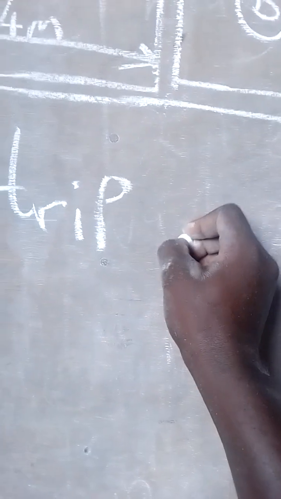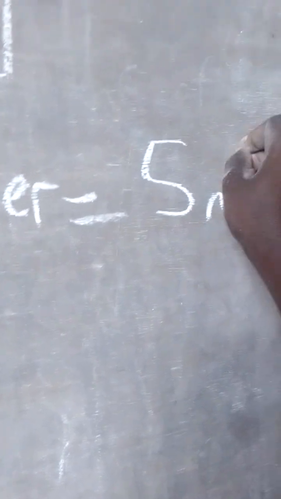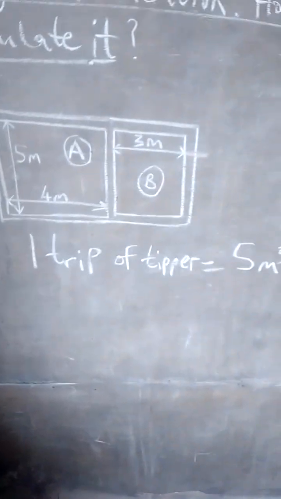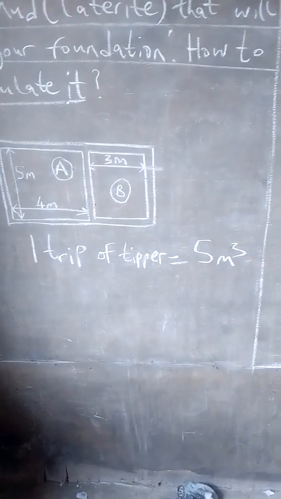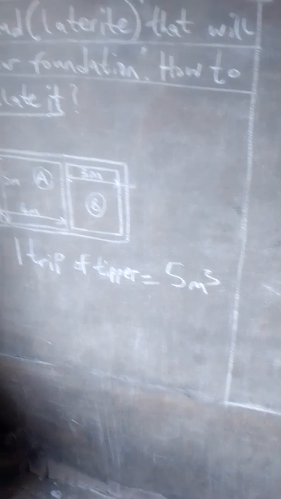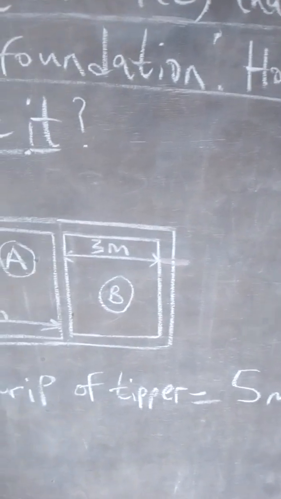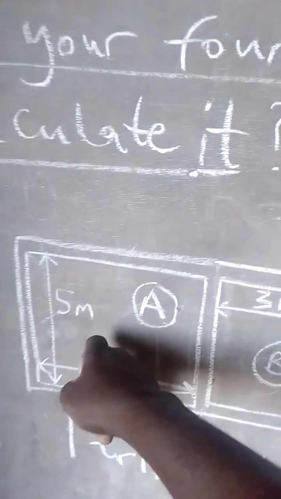Now let's write it down. 1 trip, watch my hands and follow it. 1 trip of tipper carrying red mud is always 5 meter cube, or they always call it a 5 cubic tipper. That's the normal language that is being used by the people making use of it. 5 cubic meter.